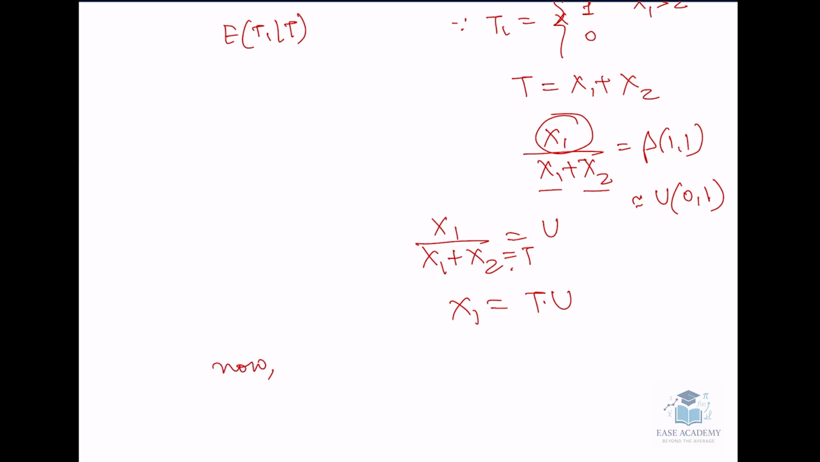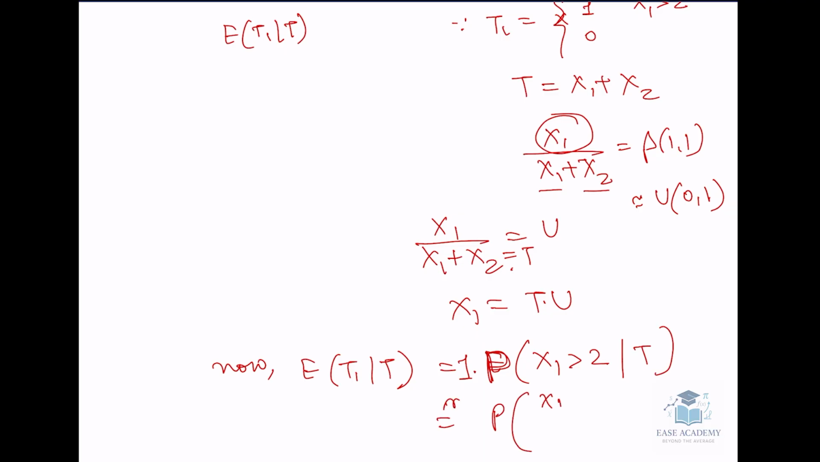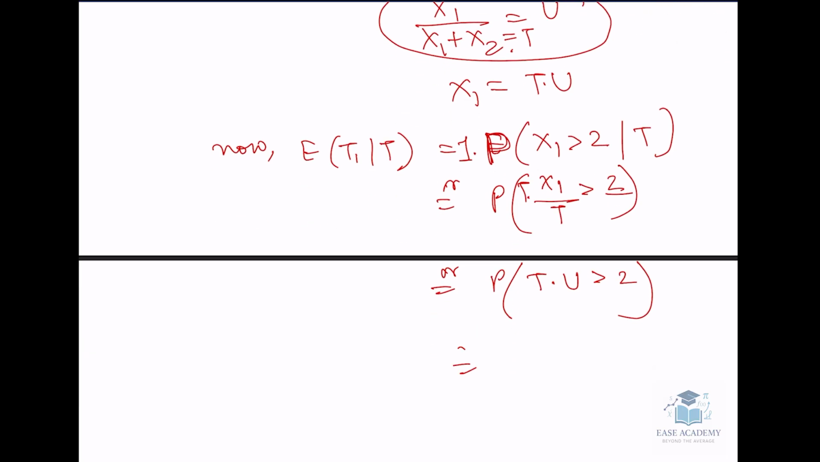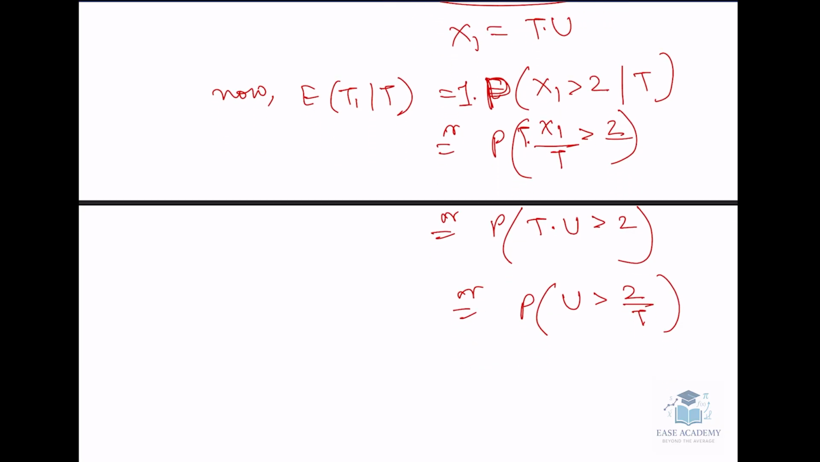Now the expectation of T1 given T means the expectation of 1 into the probability of X1 greater than 2 given T, or the probability of X1 by T greater than 2 by T. We have taken X1 by T as U, so this is nothing but the probability of U greater than 2 by T, where U is uniform.